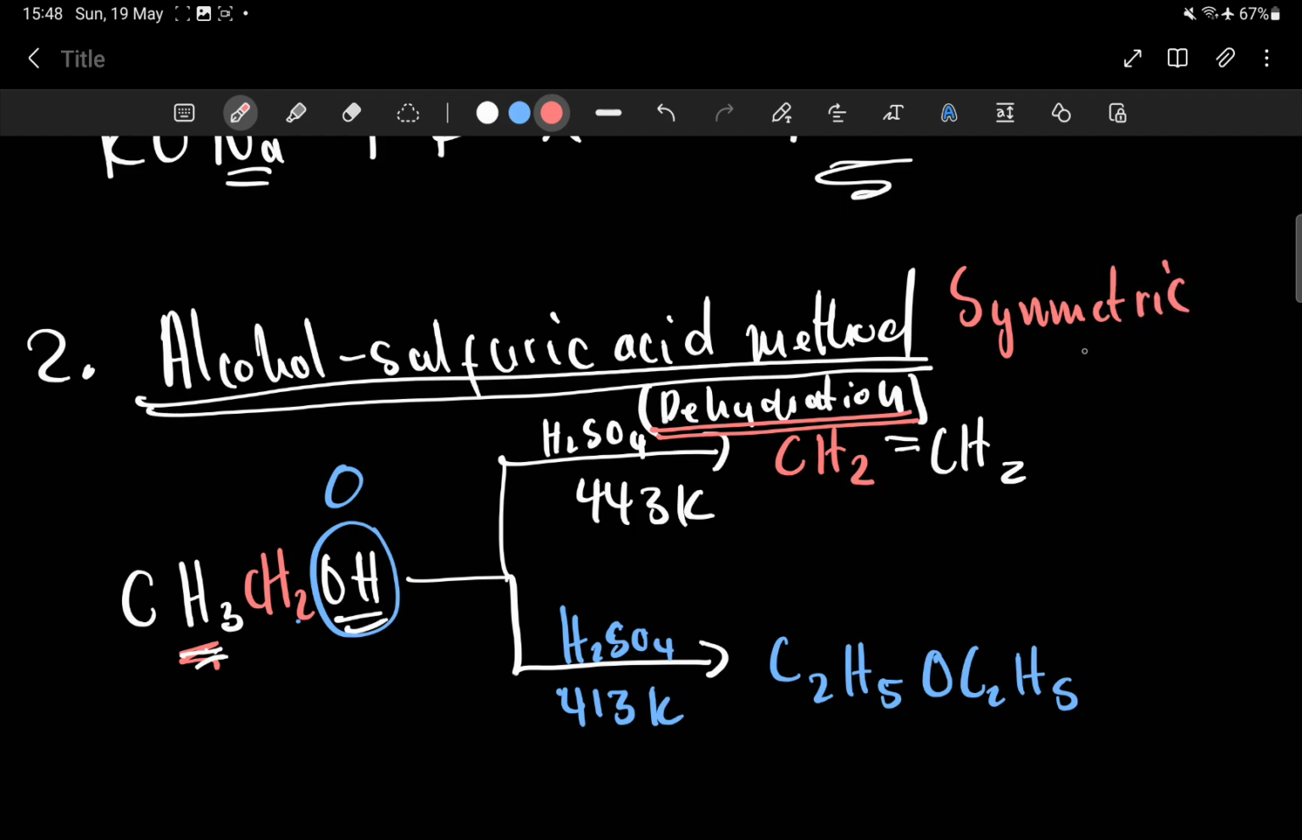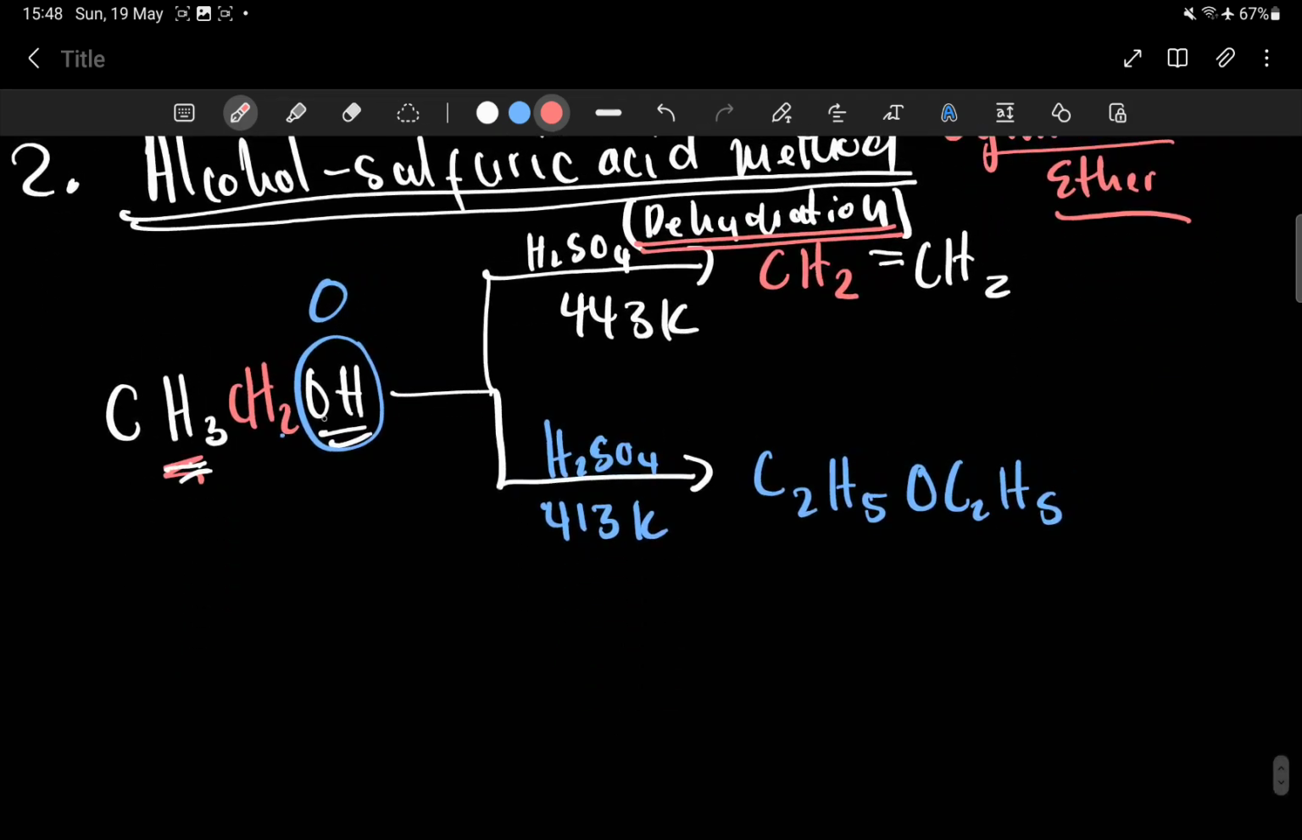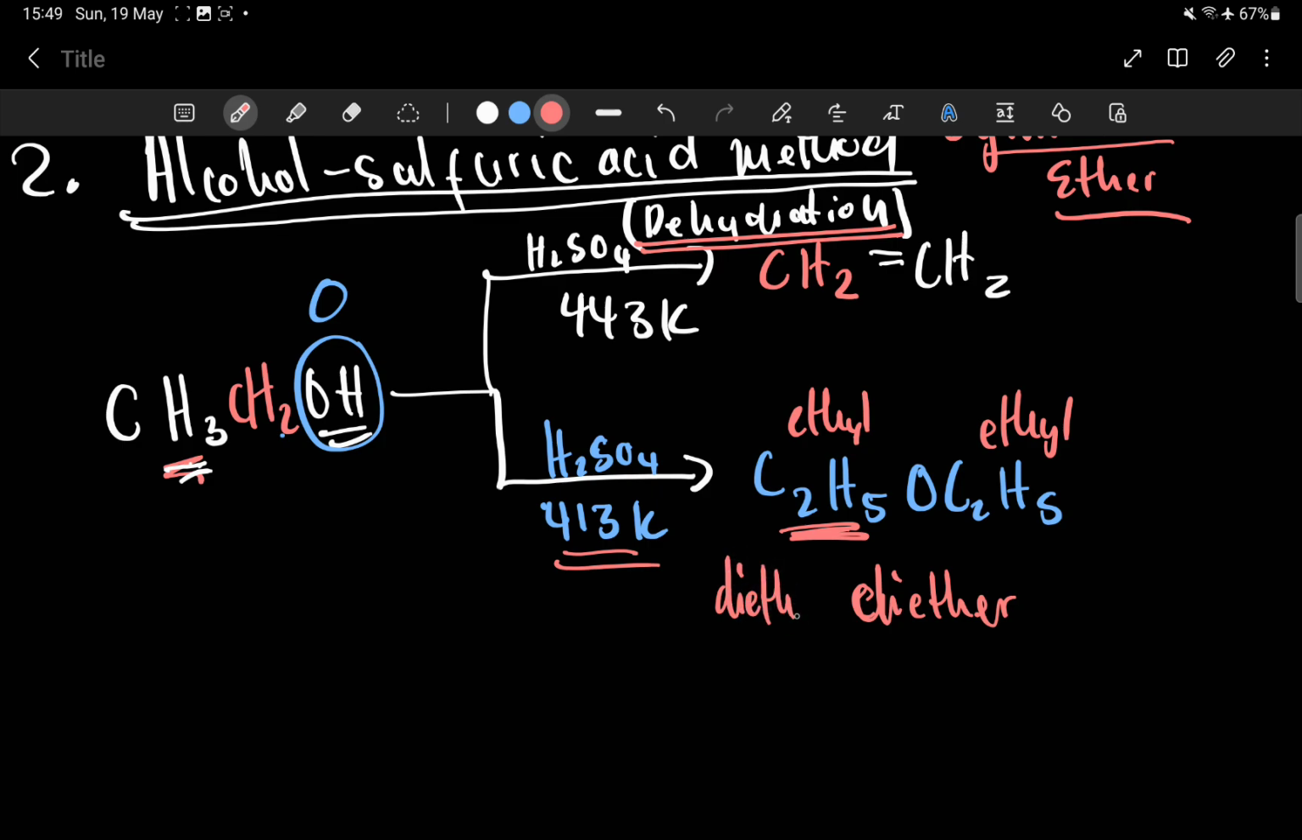So, symmetric ether. If you want to make a symmetric ether, you use this. You take an alcohol, you react it with sulfuric acid at 413 kelvins, then you get a diethyl ether. This one, what is on this side is ethyl, then here again is ethyl. So that's why we called it a diethyl ether. Then we can just say ether because we've already put ether.